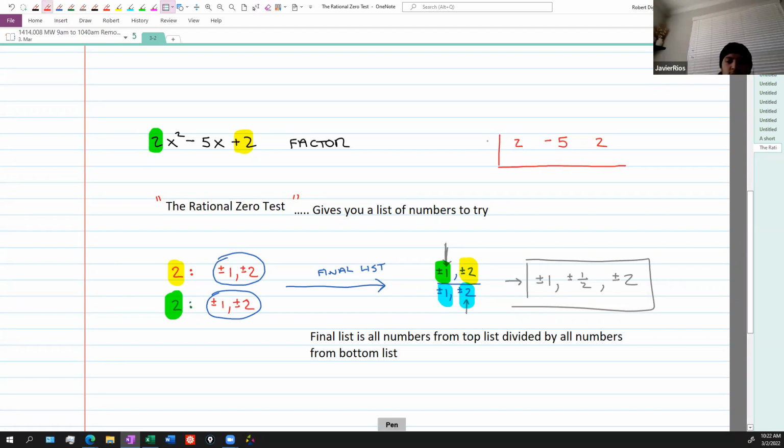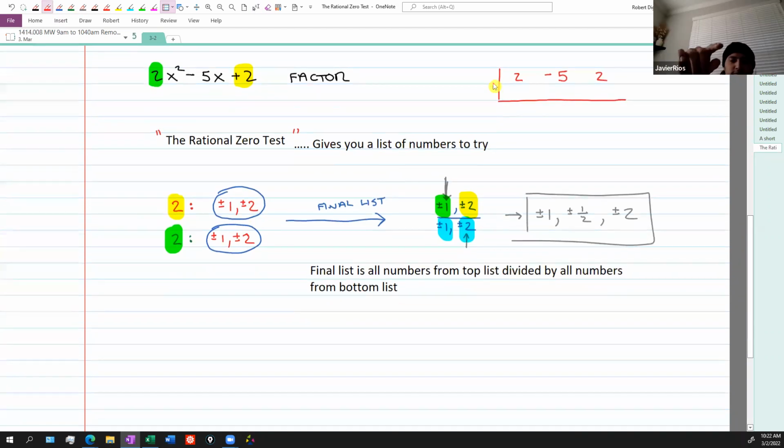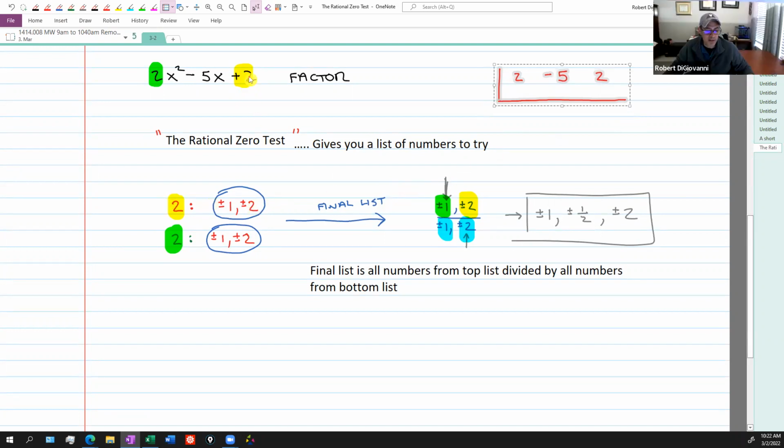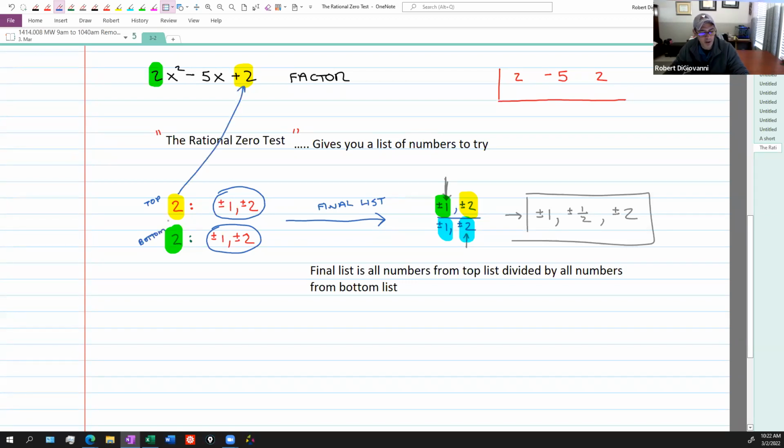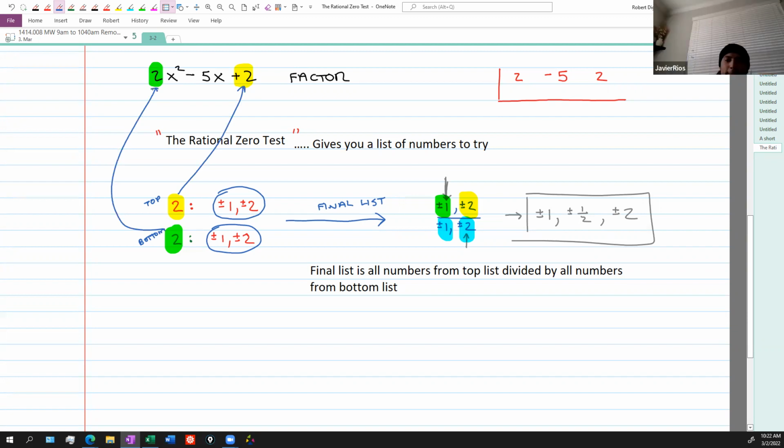So I have a quick question. Yes. The top list, or the first 2, does it have to be the last coefficient? Yeah, the top list has to be the last number, the coefficient, and the bottom list is going to be the first one. So this is going to be our top list, and this is going to be our bottom list. The top list comes from there and the bottom list comes from there always. Got that. Okay.